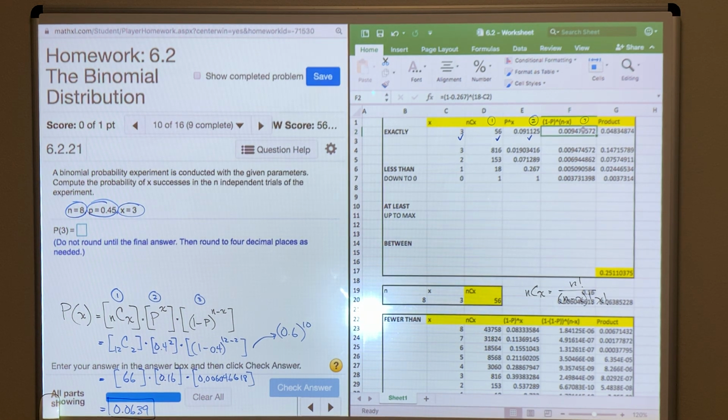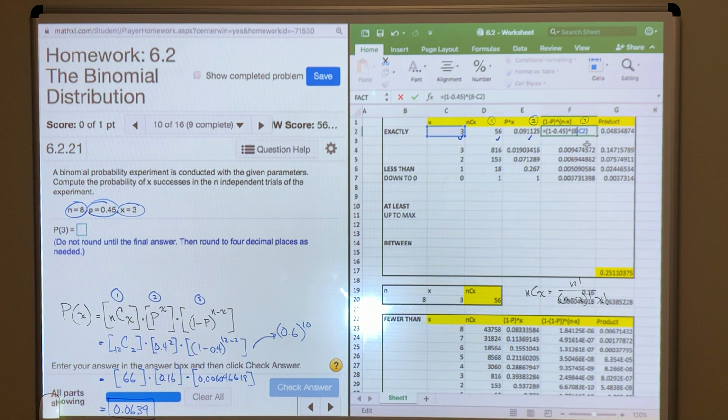So I'm going to double click this. What is my P? My P for my problem is 0.45. As you can clearly see, this is, again, like I said, a really bad spreadsheet. I should have done things so much differently, but here you go. And I'm going to raise that to, what is my N value in this problem? 8. My N value is 8 minus my X value.